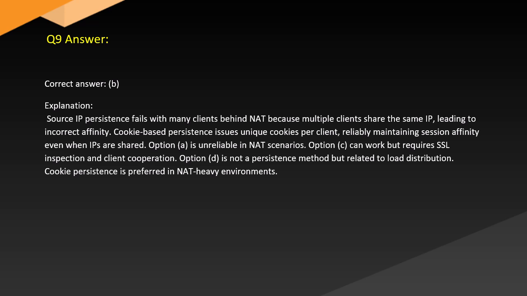Answer. Correct answer: B. Explanation. Source IP persistence fails with many clients behind NAT because multiple clients share the same IP, leading to incorrect affinity. Cookie-based persistence issues unique cookies per client, reliably maintaining session affinity even when IPs are shared. Option A is unreliable in NAT scenarios. Option C can work but requires SSL inspection and client cooperation. Option D is not a persistence method but related to load distribution. Cookie persistence is preferred in NAT-heavy environments.